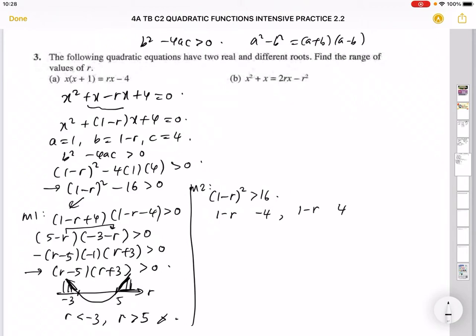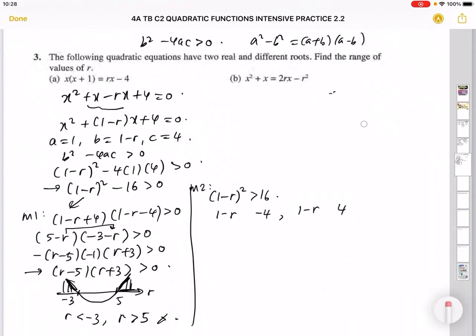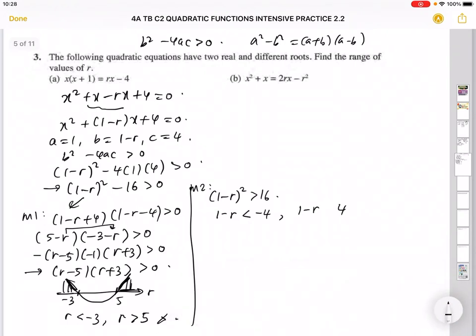Now you learned before in Form 1 that for inequality, if you have, for example, negative x more than 3, whenever you transfer the negative over, whenever you times and divide with a negative number for inequality, the inequality symbol has to change. So likewise, when you square root, there's a plus and minus. For the minus one, the symbol has to change. The positive part, you just maintain the symbol.